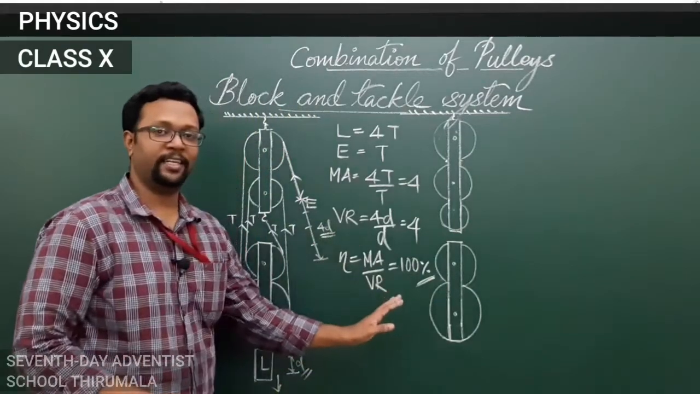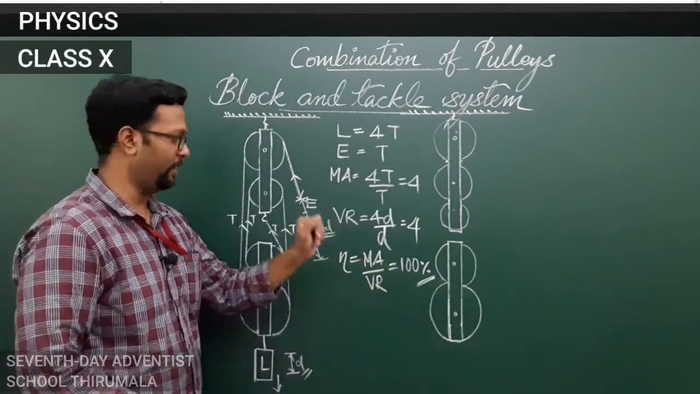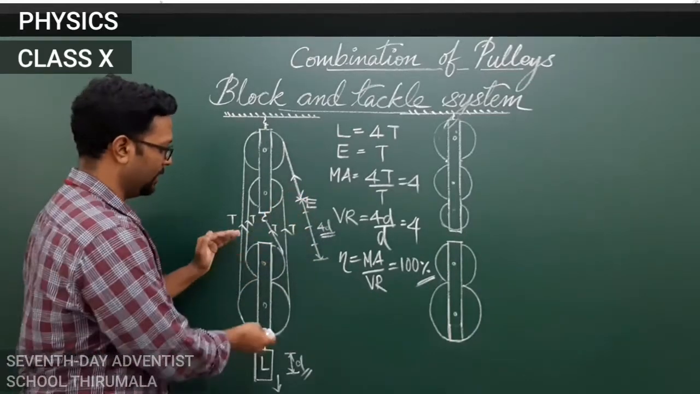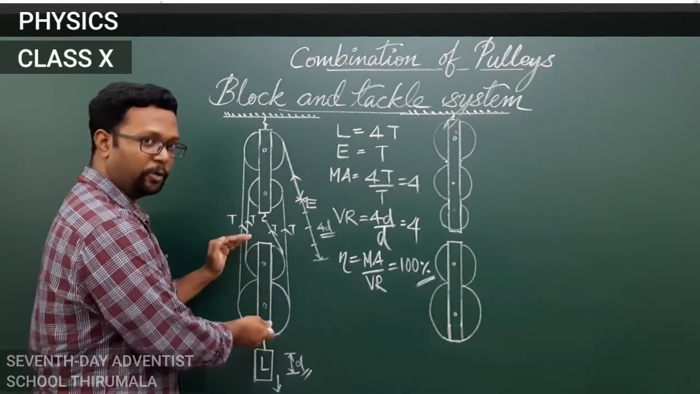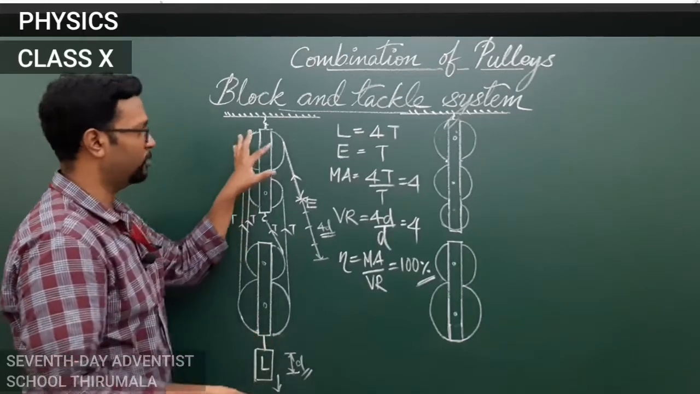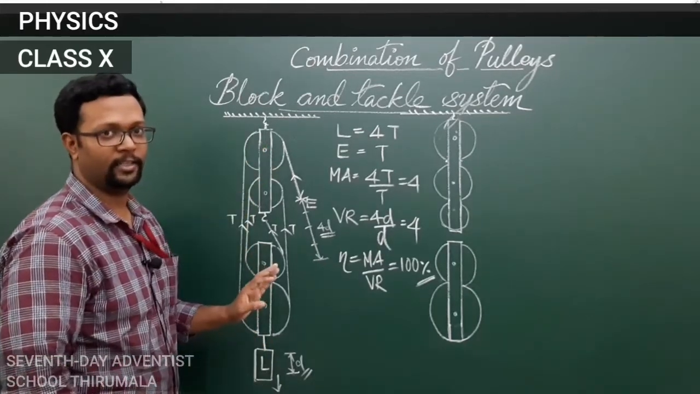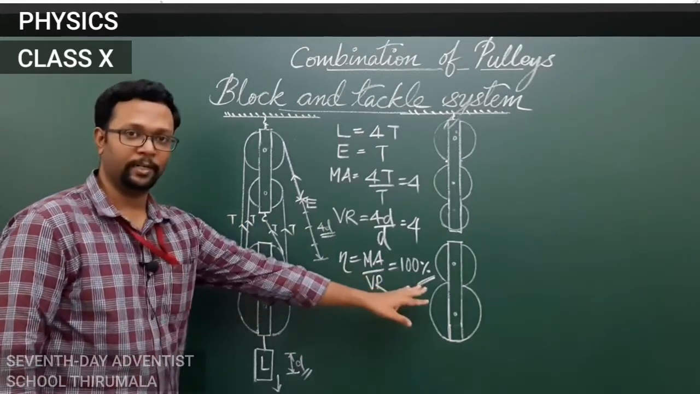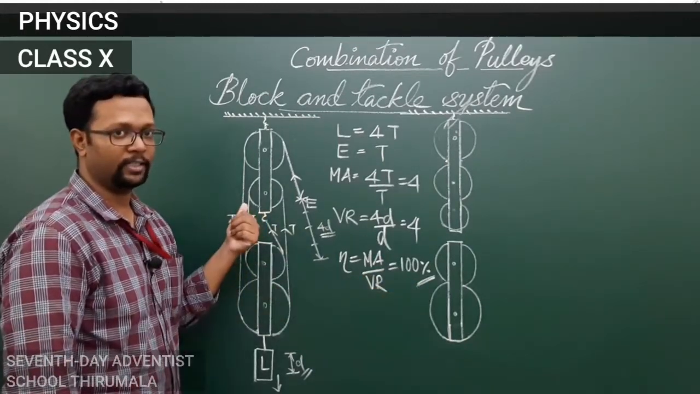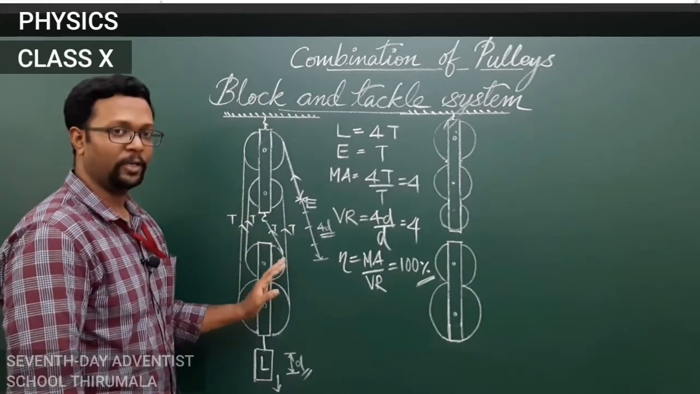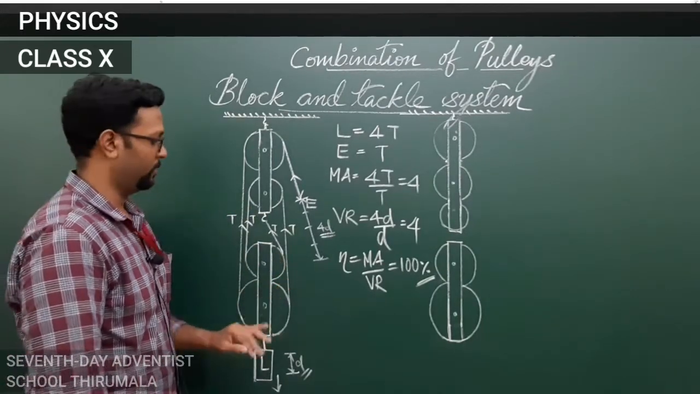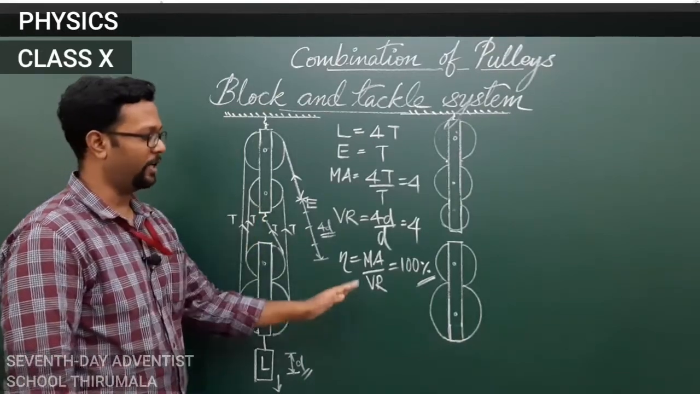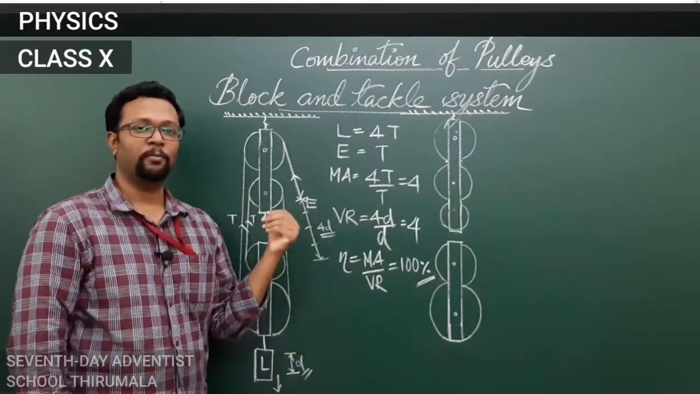And this 100% efficiency can be attained only if we have a massless string, and the bottom pulley should be massless, and also there should not be any friction in this system. So it is sure that we will not attain 100% because we cannot make a frictionless object and we cannot use a massless object. So this pulley is there, string is there, and friction is there. That reduces the efficiency of this block and tackle system.